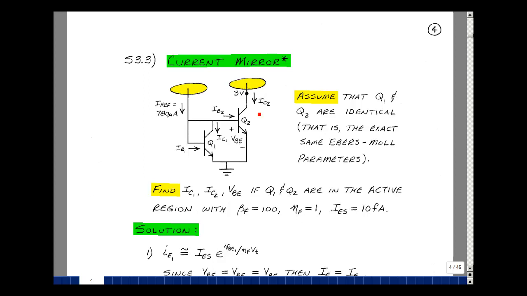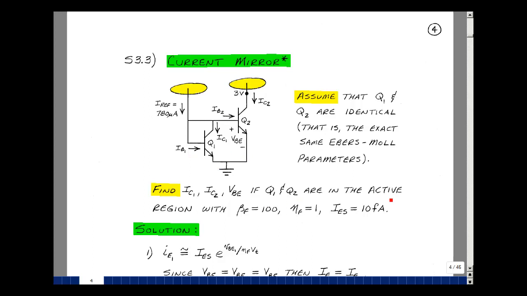If you make all the transistors on the same piece of silicon at the same time, then you can assume that they're identical. In other words, they have the same Ebers-Moll parameters. I'd like to solve for the current I sub C1, I sub C2, and then the base emitter voltage. You can see here the base emitter of transistor 2 is the same as 1 because we're hardwiring those together.